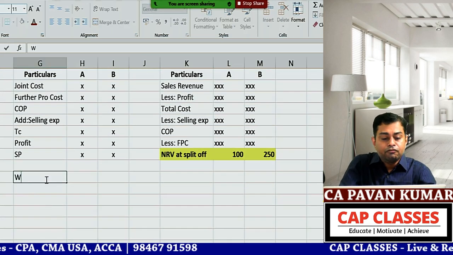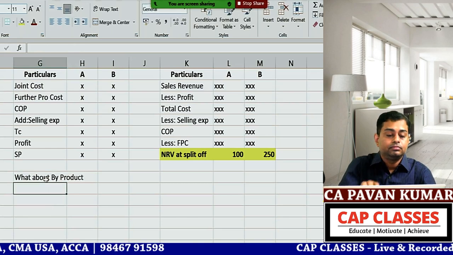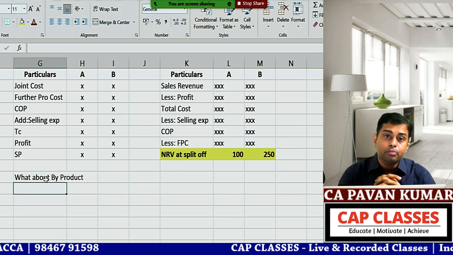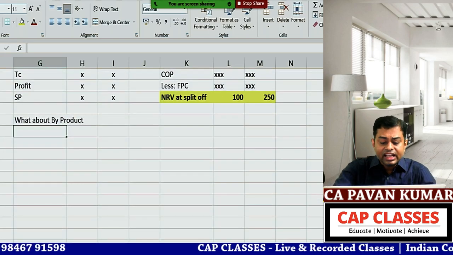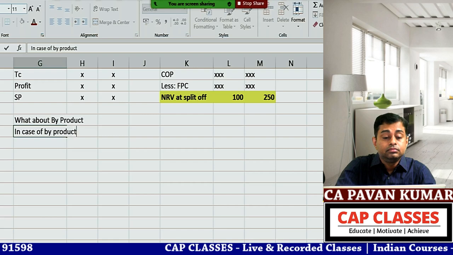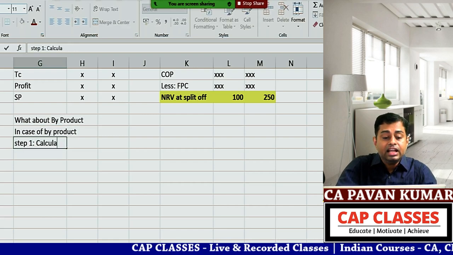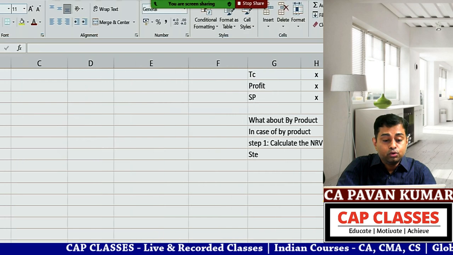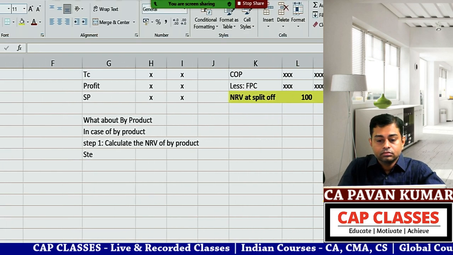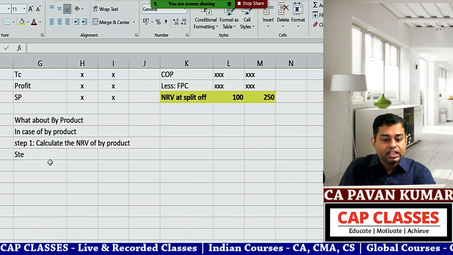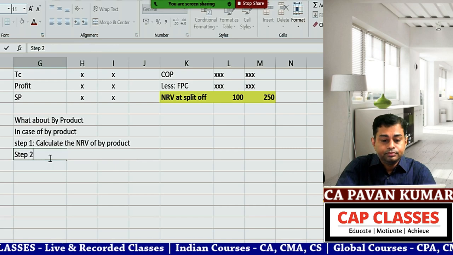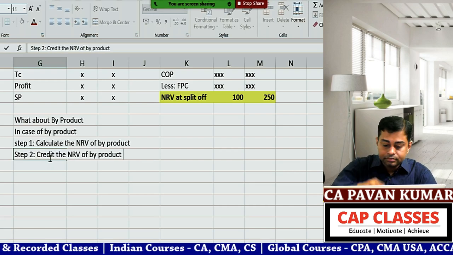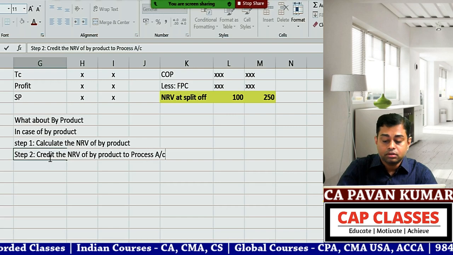Then, Pavan sir, what about byproduct? Till now, we have discussed main products. What about byproduct? Simple. In case of byproduct, step 1, calculate the net realizable value of byproduct. Step 2, credit the net realizable value of byproduct to process account.